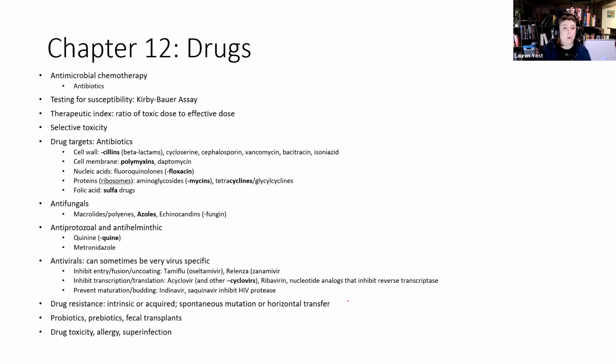Therapeutic index is a term referring to the ratio of the toxic dose of a drug to the effective dose. So how much you need to take in order to get rid of the microbe is the effective dose. How much you would be taking in order to see negative side effects starting to come out, that's the toxic dose, and you want to keep those as far away as possible. The closer they get to one another, the more dangerous it is.